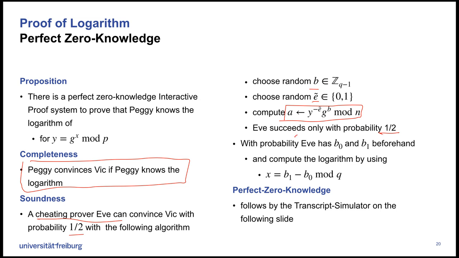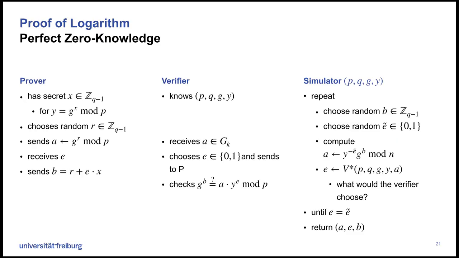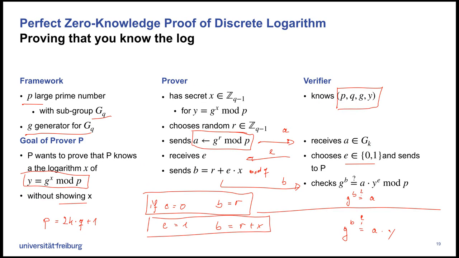And here is a 1 missing with probability 1. But if we want to make this sure, then we need both. We need two values, b0 and b1. Okay, and what is b0 and b1? So this is b0, and this is b1. And if I have r and r plus x, then I just compute the difference and I get x.